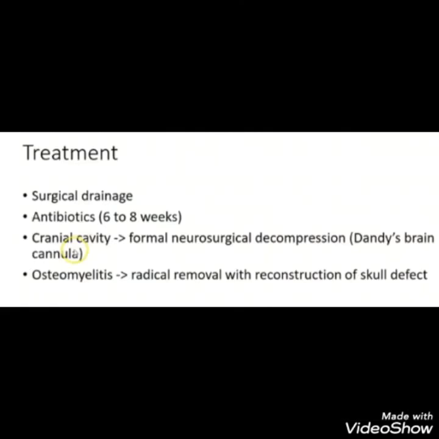In treatment, surgical drainage is the first step because it is very necessary to drain that pus. Once it extends into the cranial cavity, it is treated accordingly by formal neurosurgical decompression, often using Dandy's brain cannula. Osteomyelitis of skull bones requires radical removal with reconstruction of the skull defect. Along with that, antibiotics are needed.